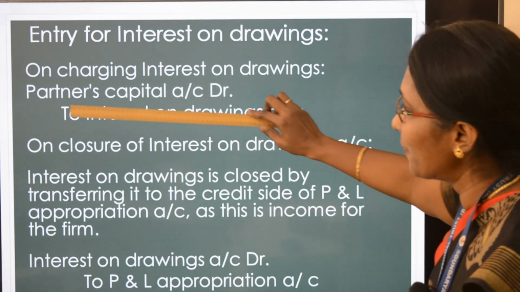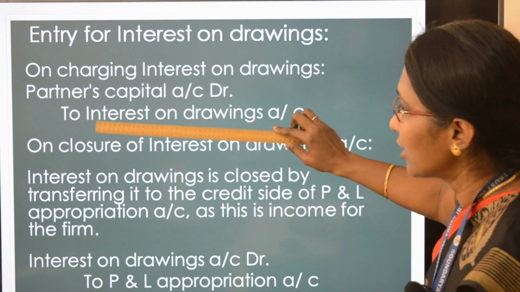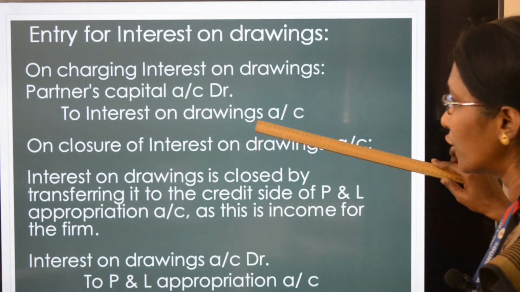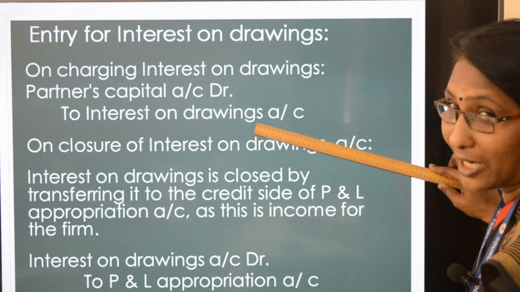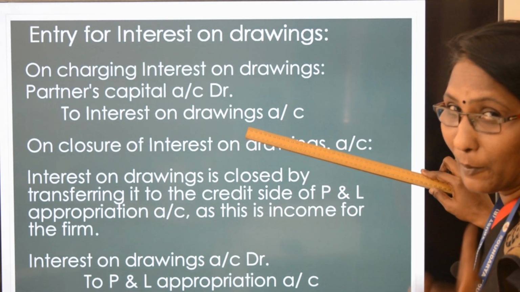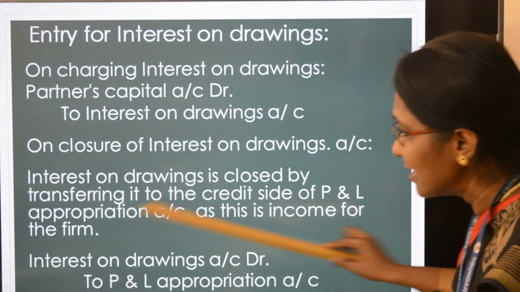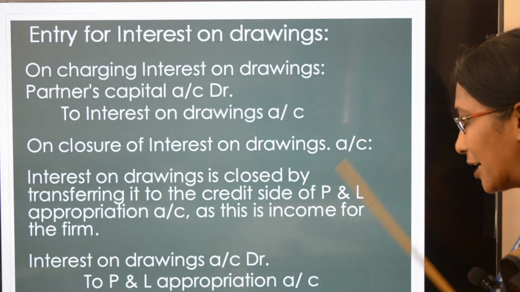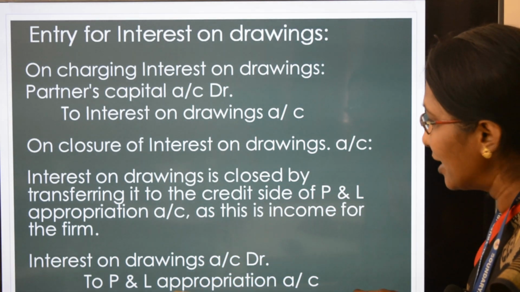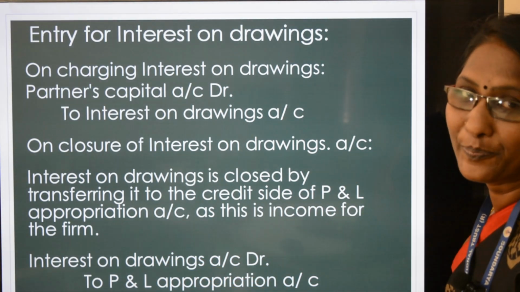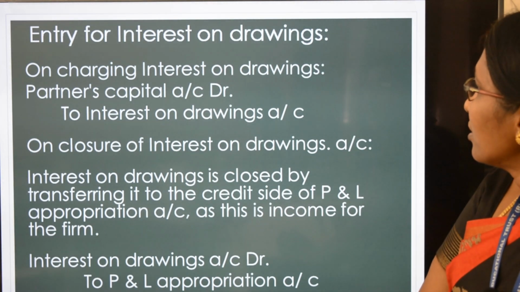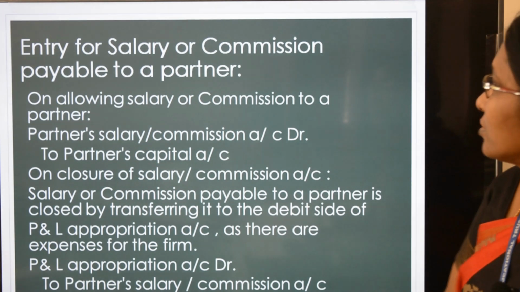So when we prepare partners capital or current account, we write this interest on drawings in debit side because it is an expense to the partner. In P&L appropriation account, we write this interest on drawings in credit side because it is an income to the firm. Let us see salary and commission.